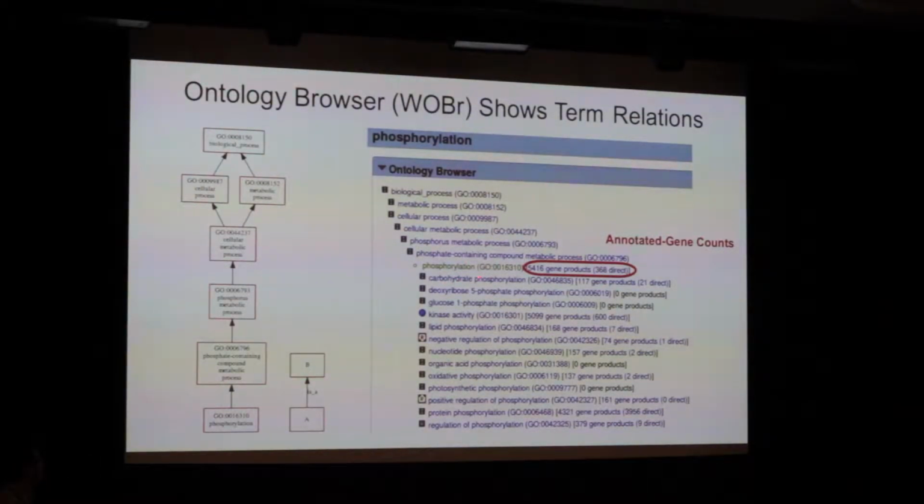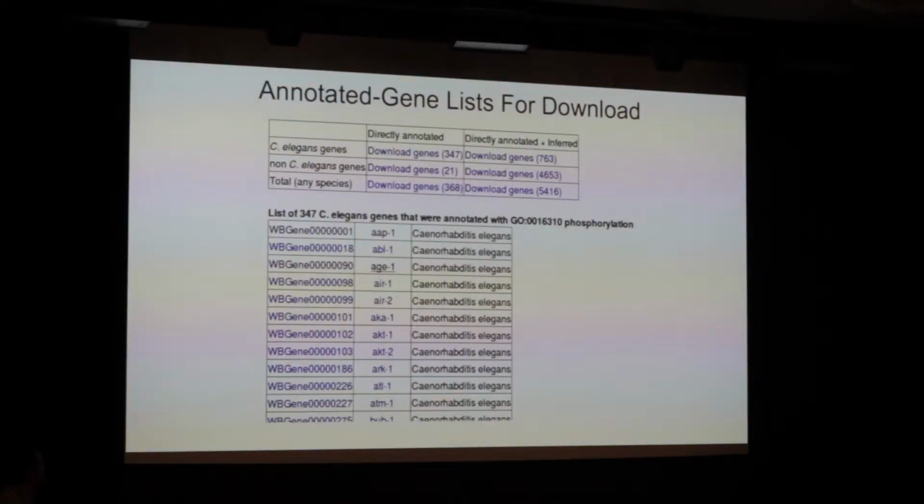Again, you can look at the relationships, but very importantly, on the ontology term page, in this WormBase ontology browser, there's a count next to the focus term. There's a count of all the genes that have been annotated directly or indirectly with this term. You click on that, and you get to a table or list of all the genes that are annotated with that term.